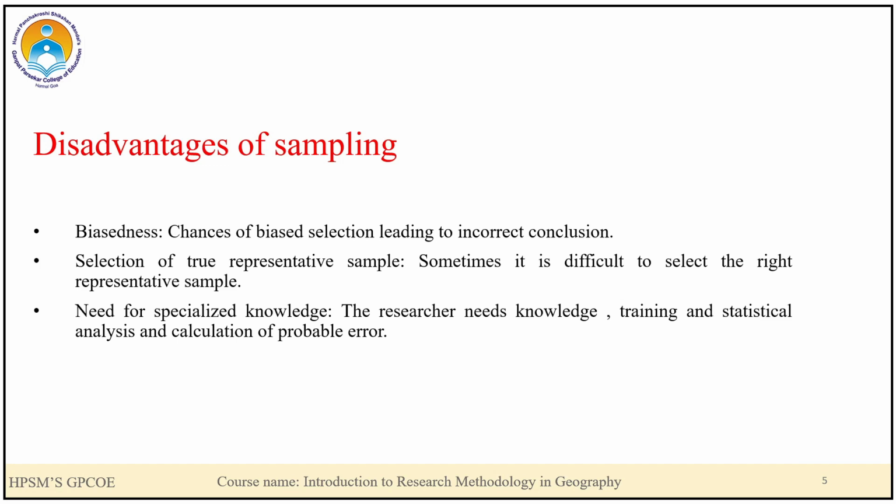Now let us focus on the disadvantages. Biasness, the chances of biased selection leading to incorrect conclusions. Selection of a true representative sample, sometimes it is difficult to select the right representative sample, and the need for specialized knowledge, wherein the researcher needs knowledge, training in statistical analysis and the calculation of probable error.